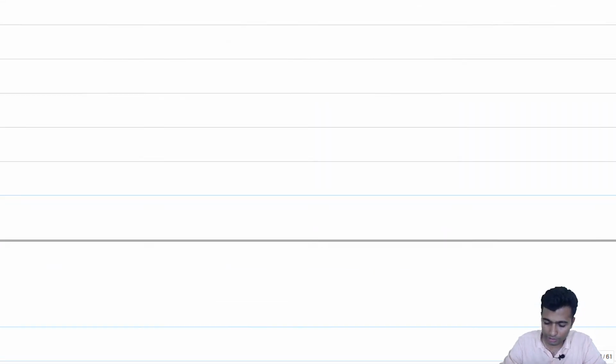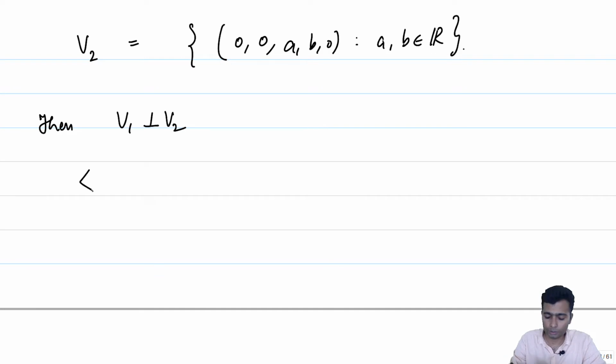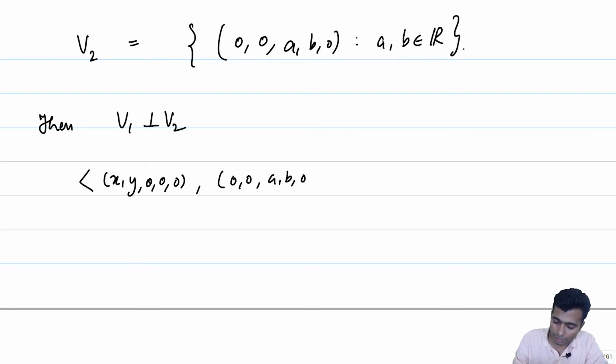Why is that the case? Because let us look at the inner product of any two such elements. This is going to be (x, y, 0, 0, 0) and (0, 0, a, b, 0), which is equal to x times 0 is 0, y times 0 is 0, and then 0 times a is 0, 0 times b is 0, and 0 times 0 is 0. And if you add it, you get back 0. So, yes, any two vectors you take in V1 and V2 respectively, their inner product is 0, they are orthogonal to each other. So, therefore, the subspace V1 is orthogonal to V2.